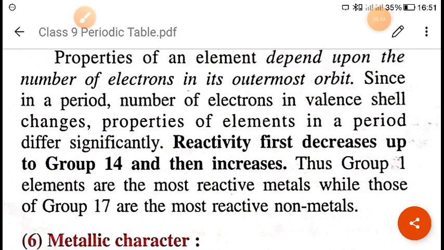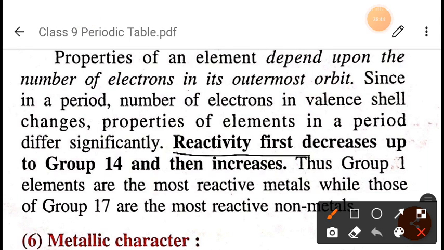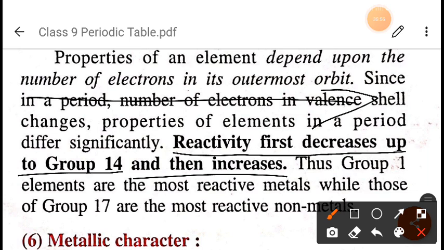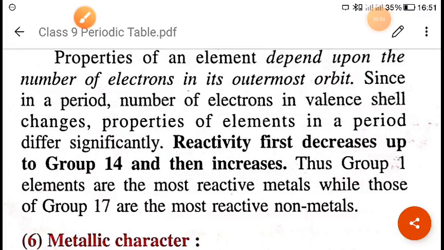So for this, one example is given: reactivity first decreases up to group 14 and then increases. What does this mean? If you move from left to right in a period, what will happen? You will see this. Here you can see this.